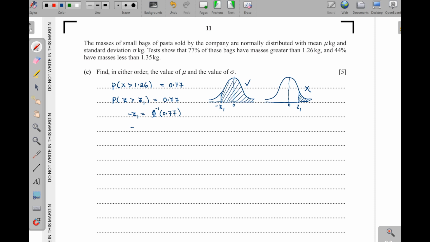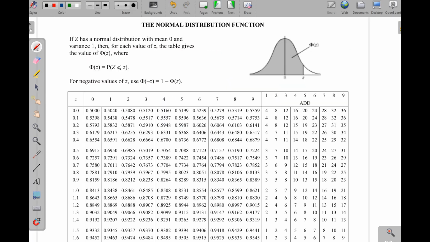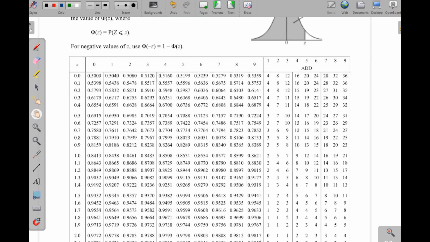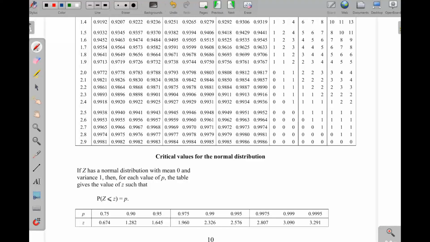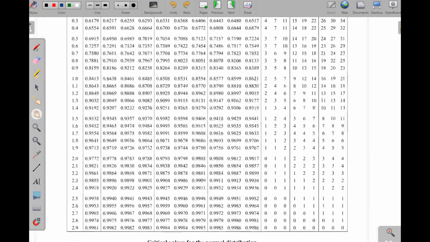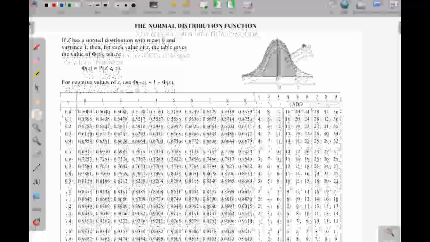We need to go and find this value here. Now let's go to our table. When you come to the normal distribution table, we are supposed to look for the 0.77. But before you do that, when you are looking for the z values, always check out this small table down here. This is for 0.75, this will be the z value. This is 0.9, then this is the z value. But for 0.77, we can't see it there. So we go in here and then we look for it.